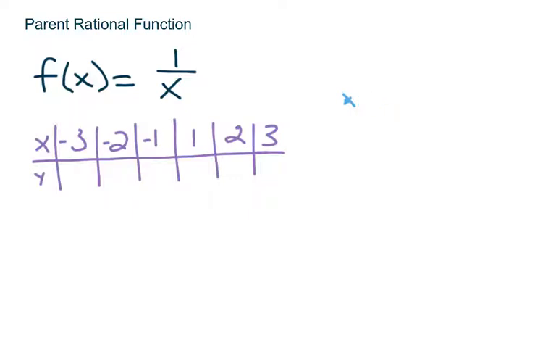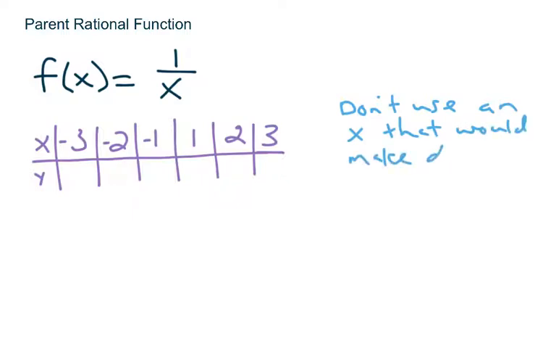Don't use an x value that would make the denominator equal to 0. Okay, we're not going to use an x value that makes the denominator equal to 0. So that's why I skipped 0. Now if this was x plus 2, then I would skip -2. Okay, so let's think about this.